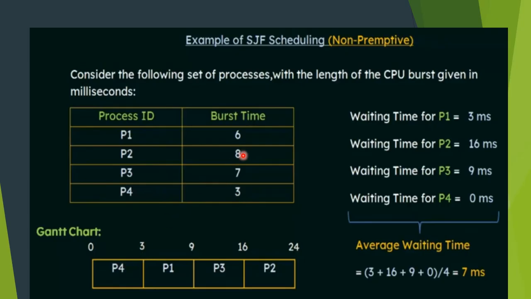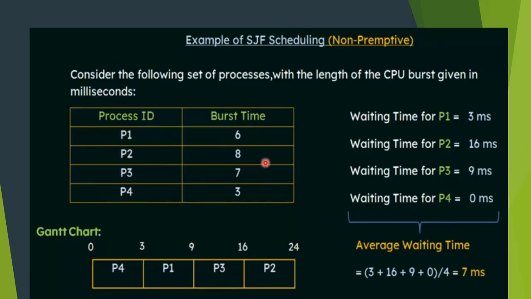And since it is non-preemptive, it has to finish what it is doing before the CPU can be given to another process. So then the next one to follow seems to be process 1, because among 6, 8, and 7, 6 is lower. So process 1 follows, which has a burst time of 6, which means it will use the CPU for 6 units of time. From 3, when you add 6, it will give you 9. So this one also gets done.